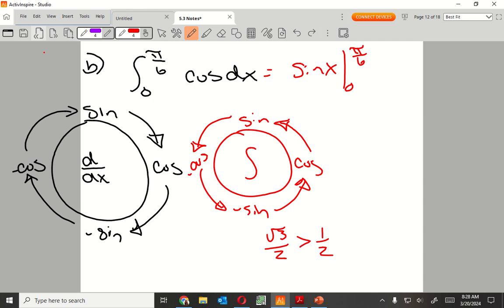All right, so here we go again. Sine at pi over 6 we said was 1/2, minus sine at 0, which is 0. Yeah, it's 1/2.